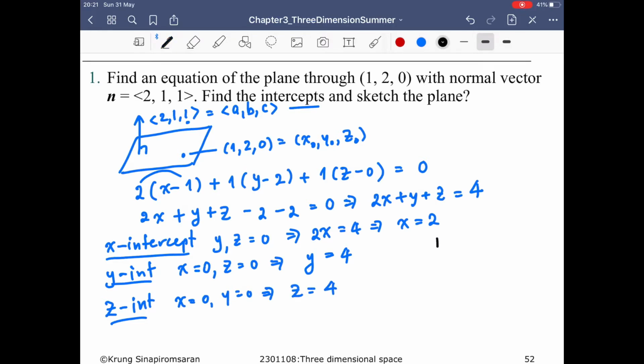To sketch the picture of the plane, usually we draw this plane in the first octant only. So here are your x, y, and z axes, and the plane cuts the x-axis at 2, the y-axis at 4, and the z-axis at 4. So this is what we usually draw.